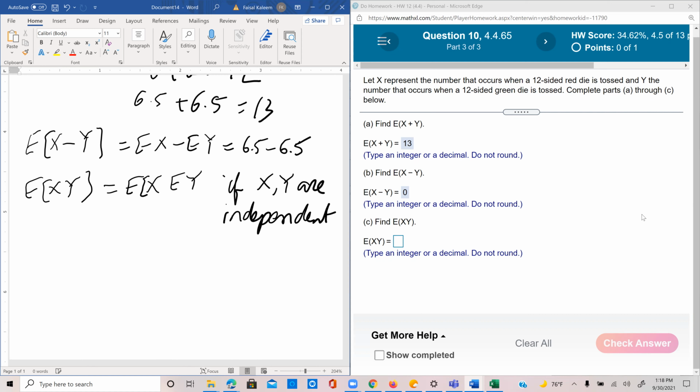And now, why are X and Y independent here? Because X is what shows up on the red die when it's tossed, and Y is what shows up on the green die when it's tossed. And obviously, there is no dependence on the two numbers. Whatever comes up on the green die has nothing to do with what is in the red die, and similarly, whatever is in the red die has nothing to do with the green die. That's why they're independent in this case. So it would be 6.5 times 6.5, and that's 42.25.